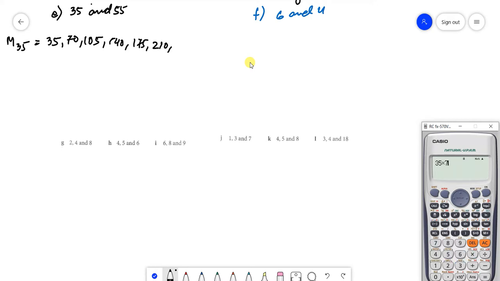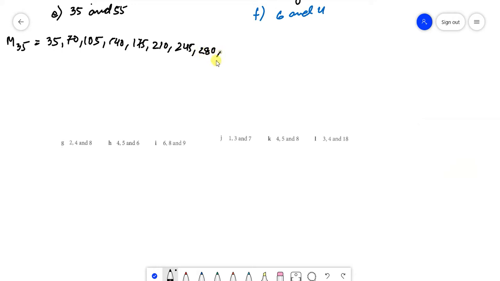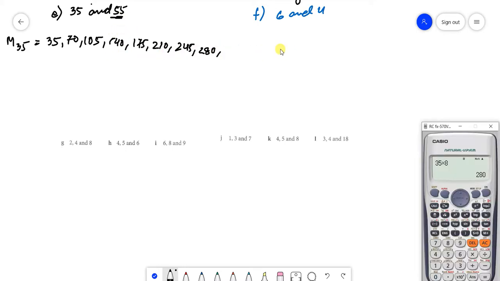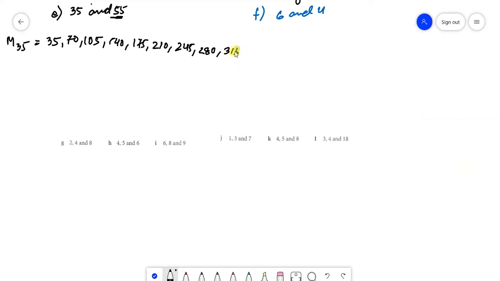Okay, so 35 times 7, 5 times 7 is 245. 35 times 8 is 280. And you can also notice that we have a bigger number here. So bigger number means we might have to go further down the tables. So 35 times 9 is 315. Okay, so we stop here. In case we need more, we might have to write down more tables if we do not find any common numbers between 35 and 55.